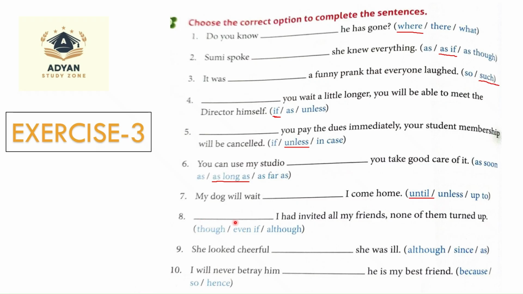Next is dash I had invited all my friends. None of them turned up. So the correct option is although. Although I had invited all my friends, none of them turned up. Ninth is she looked cheerful. Dash she was ill. So the correct is although. She looked cheerful although she was ill.